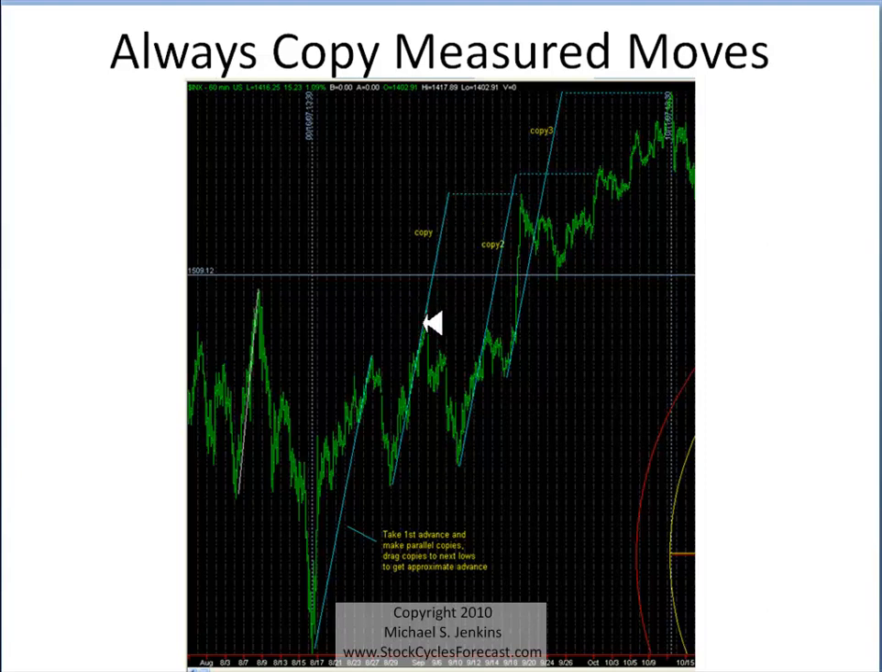But I also often subdivide these things and put a little marker at the 50% level where they might pivot on me. Same thing happens here. Same measured move. It topped out at the midpoint.